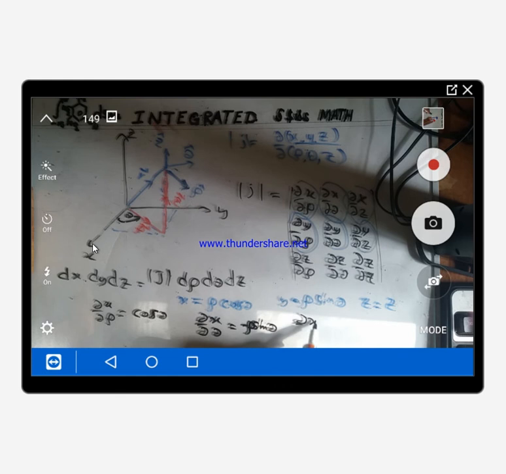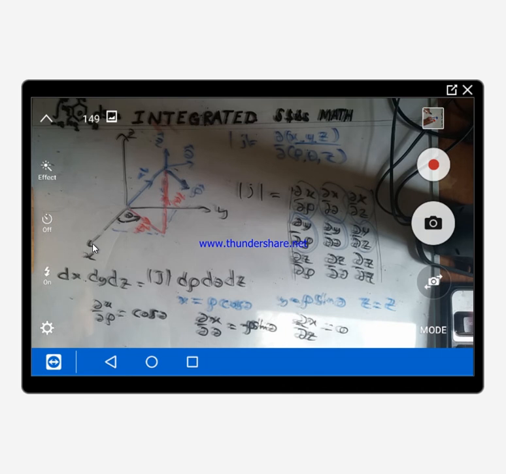Partial x with respect to z is equal to 0, because there is no z element there. That's the partial derivative. You need to find the other six elements also.